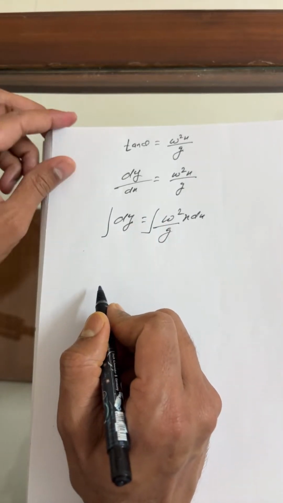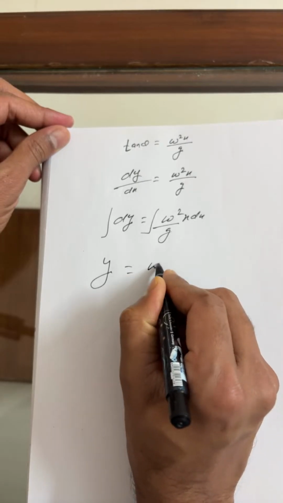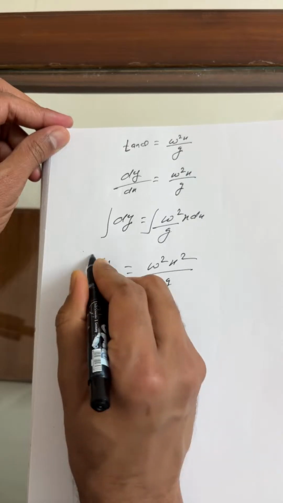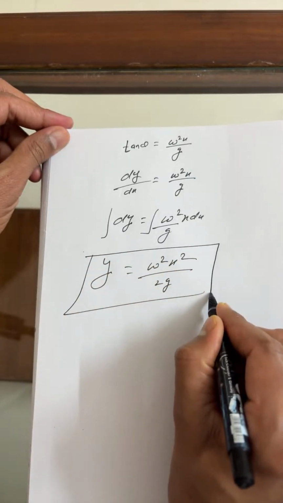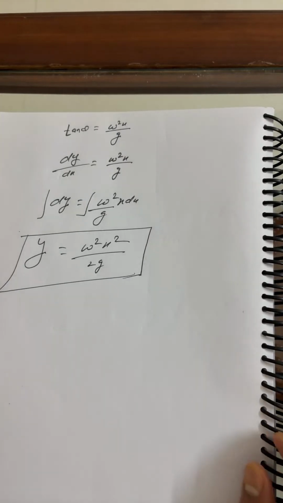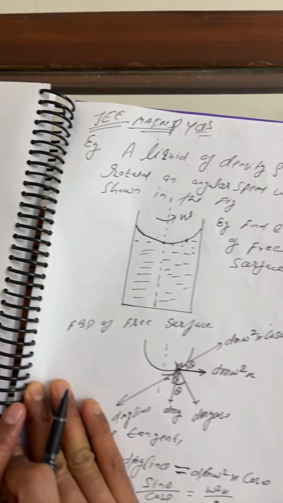Integrate both sides, beta. dy becomes by, which equals omega square x square by 2g. So students, this is the answer of this question. So we can write the equation of free surface. What is the equation of free surface, beta?